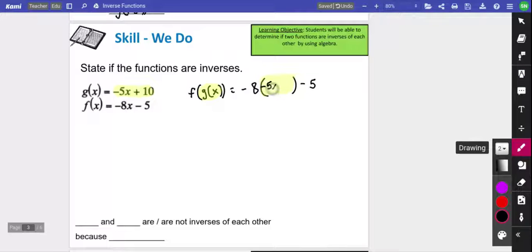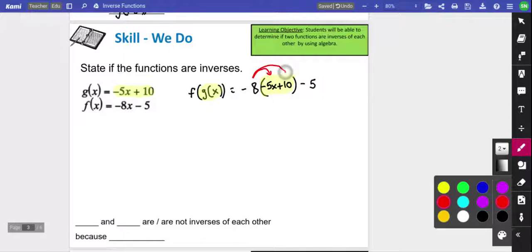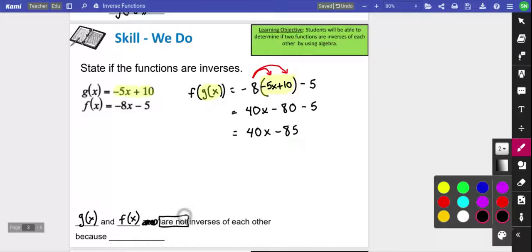So -5x plus 10. I will start by distributing this -8 to both terms inside the parentheses, and I get 40x minus 80 minus 5. This is equal to 40x minus 85. Clearly, this is not equal to x. Therefore, we can say that g of x and f of x are not inverses of each other because f of g of x does not equal x.